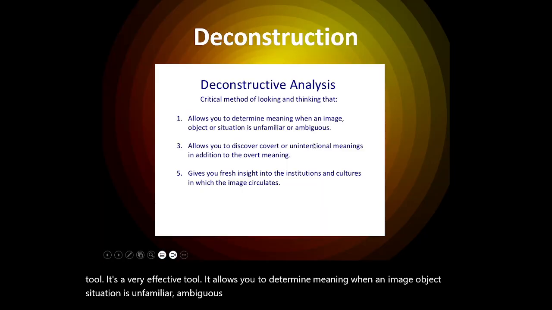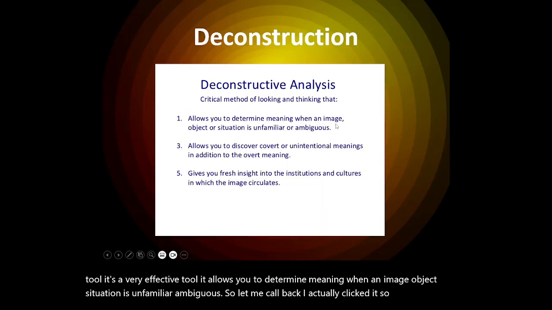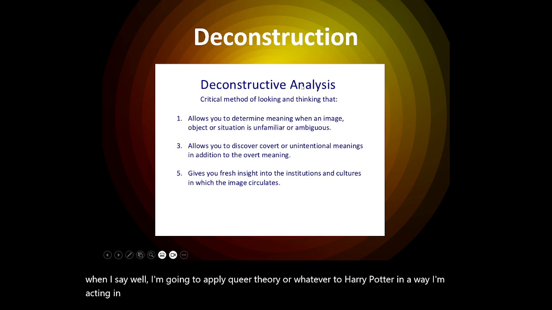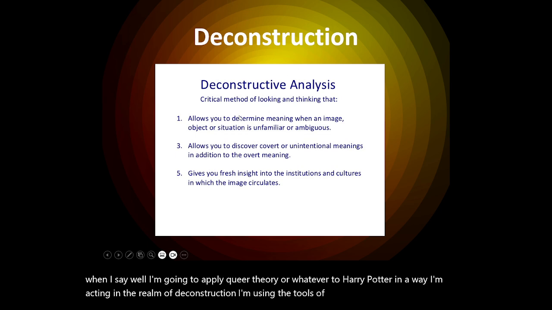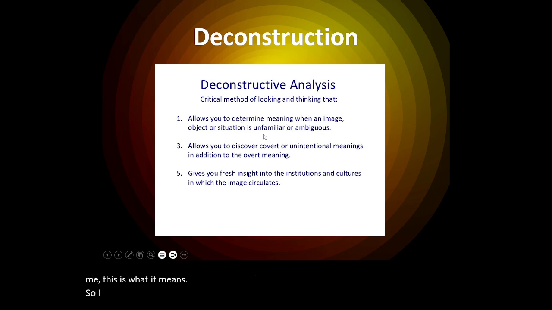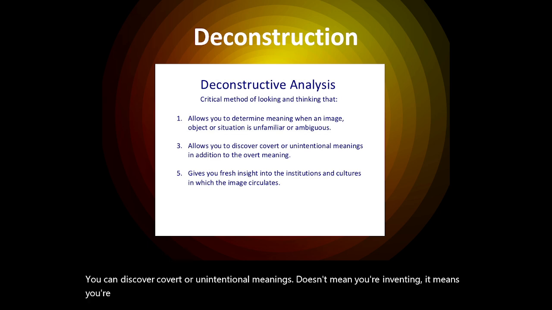So let me go back. I actually clicked it. So again, when I say I'm going to apply queer theory or whatever to Harry Potter, in a way I'm acting in the realm of deconstruction. I'm using the tools of deconstruction by saying, to me, this is what it means, so I can use deconstructive methods. You can discover covert or unintentional meanings. It doesn't mean you're inventing it. It means you're saying, this is what it means to me.